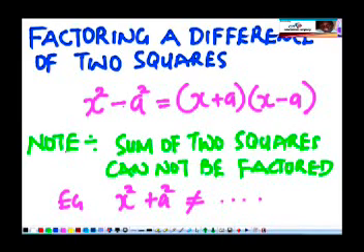Now look at this. The sum of 2 squares cannot be factored. This is a note for you to take. Do not factor the sum of 2 squares. So if you have x squared plus a squared, it cannot be factored. No matter what, it cannot be factored.